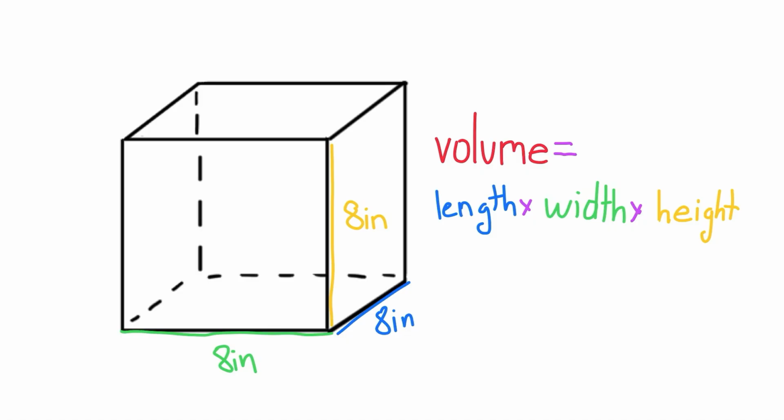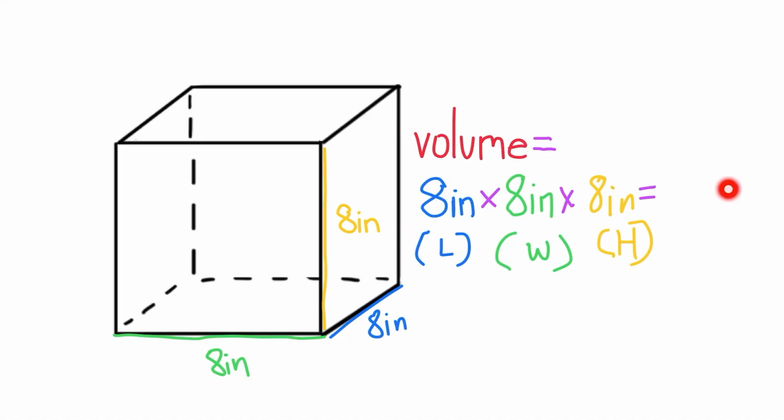Okay? So now let's solve the volume of this cube. And here we have it written out for us, the length, the width, and the height. So now let's solve it. 8 times 8 equals 64, and 64 times 8 equals 512 inches cubed.